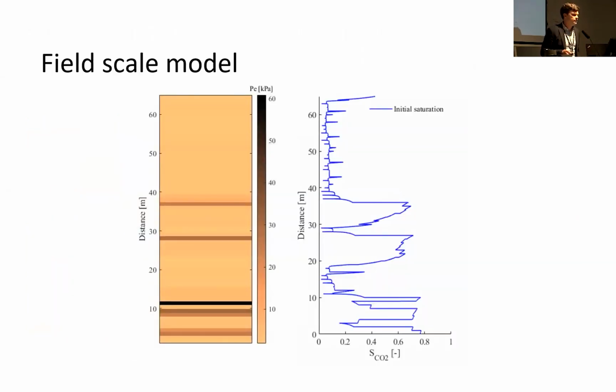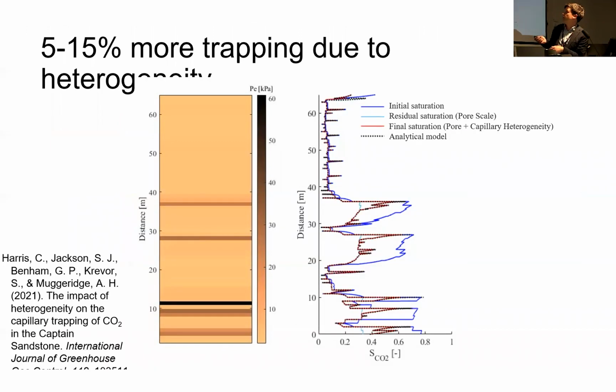So Kat has built some analytic models that can rapidly identify how much of this heterogeneity trapping will occur. This is the model of a column in the Captain Sandstone. You see the initial emplacement here, followed by the residual, and this red and black spotted line is the residual with the enhancement. And these light blue lines here show the model estimate you'd obtain if you just use the conventional approach. And what you see is 5 to 15% more trapping due to the heterogeneity. So sorry, the formatting was lost in the transmission of the PowerPoint.